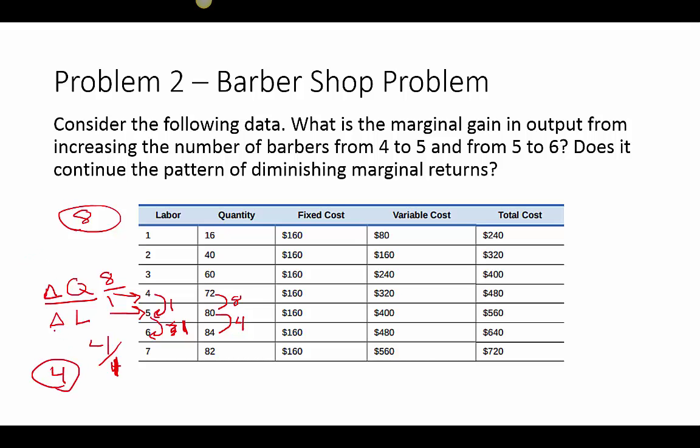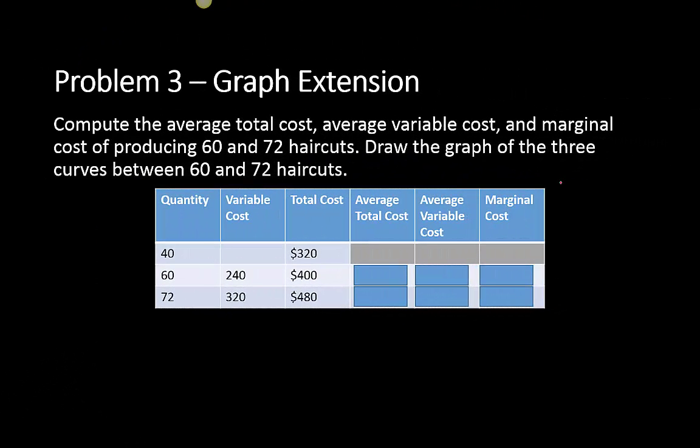And then the question is, does it continue the pattern of diminishing marginal returns? And the answer is yes, it does. Okay, so here's problem 3. This is a graph extension. So we're going to come up with additional data. We're going to calculate some data points here.